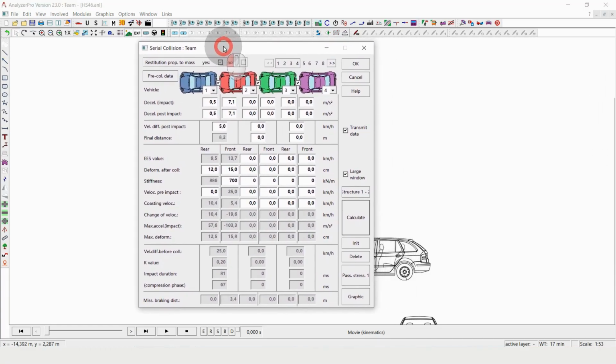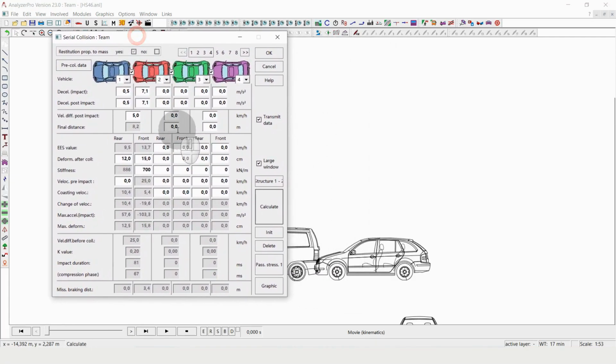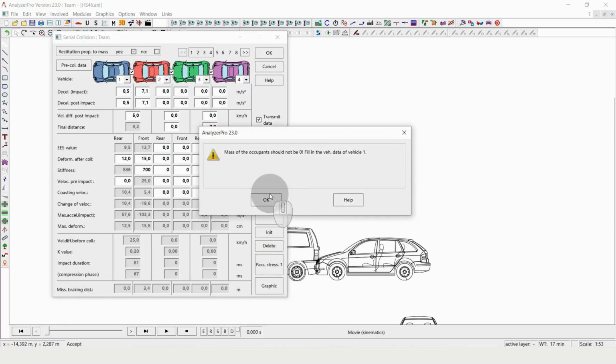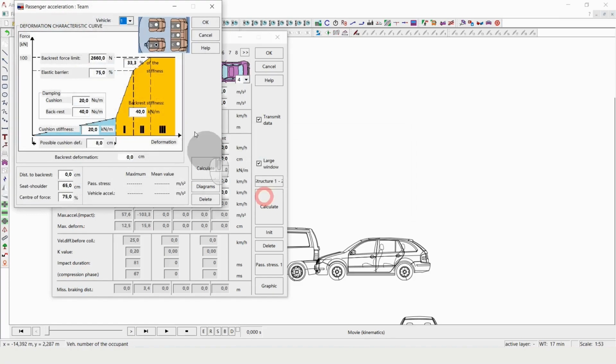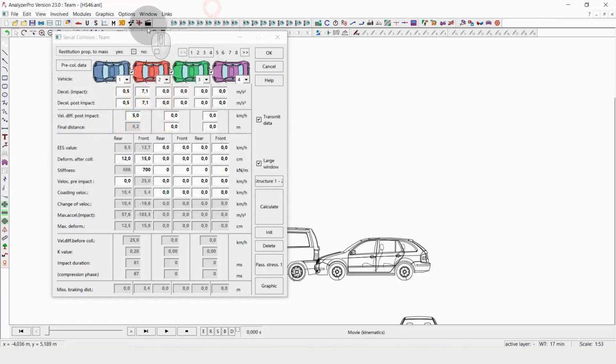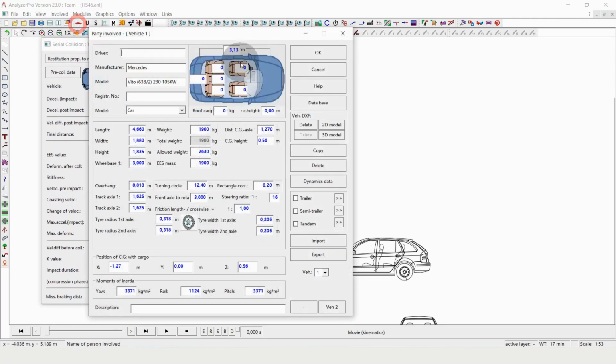But this module can do a little bit more. It can also deal with passenger stress. Oh, okay, now it tells me the mass of the occupants shouldn't be 0, so I need to put in a person on the driver's seat. Let's say 80 kilos here.